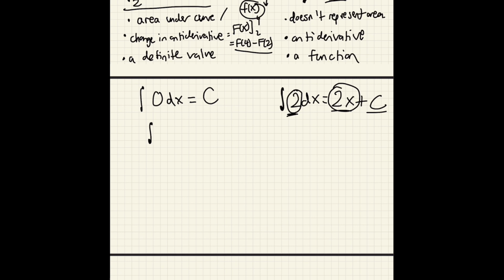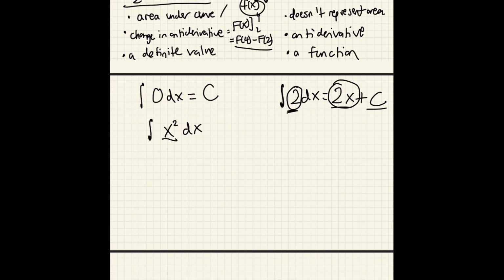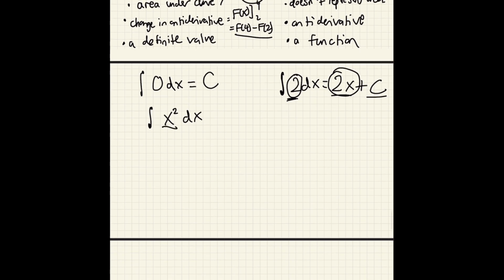If I integrate 3, I get 3x. Okay. So what happens if I integrate x squared? What do I get now? Well, now this is where we have to use a general rule. So what differentiates to x squared? So let's look at what differentiation is.